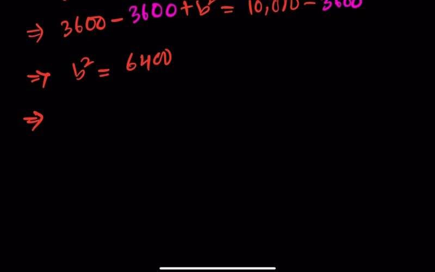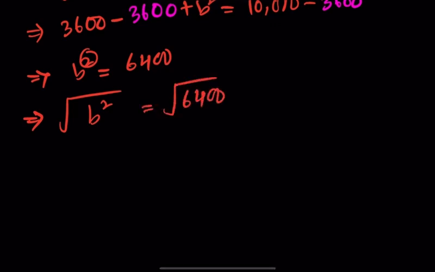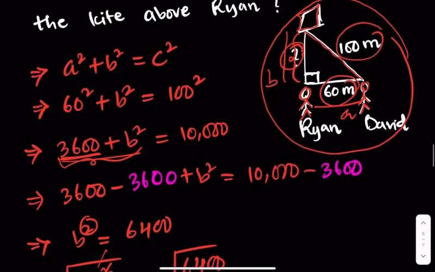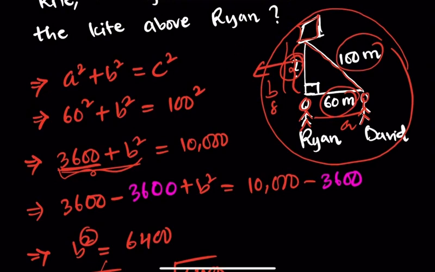Now let's remove this exponent 2 by putting a square root on both sides of the equation. So the square root of b squared equals the square root of 6,400. This gets cancelled out. So b equals the square root of 6,400, which is 80. So b is 80 meters, which means the kite is 80 meters above Ryan.